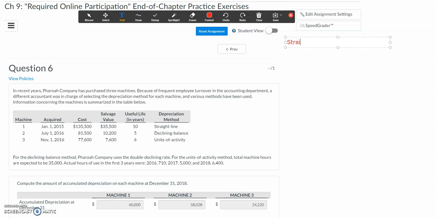So we're going to start off with the straight line depreciation method. And for the straight line depreciation, we start off with the depreciable cost. So one of the terms that you want to write down is depreciable cost, which is the cost of a fixed asset minus the salvage value.